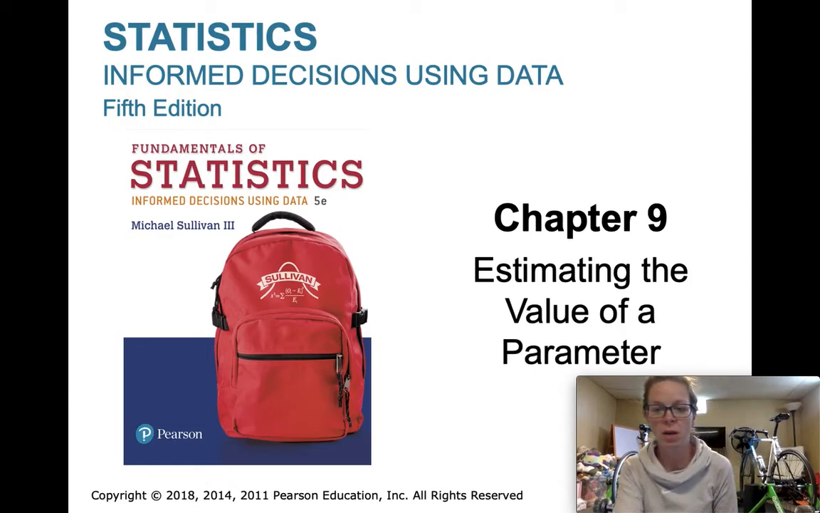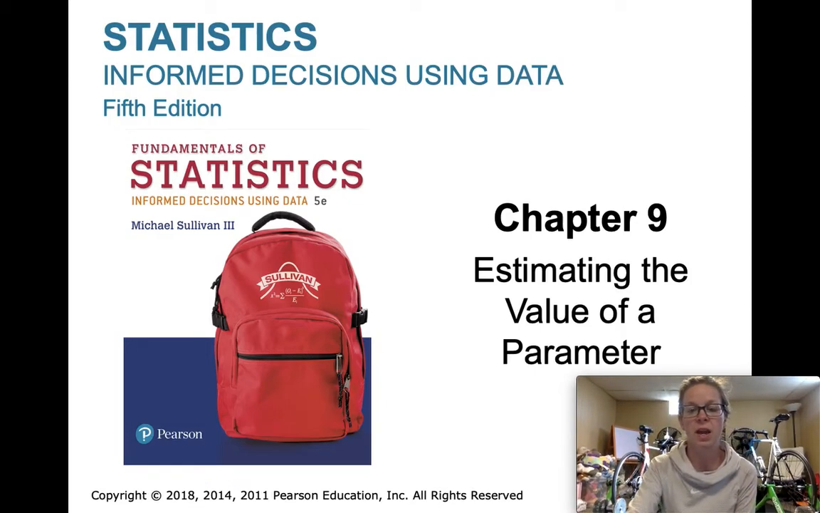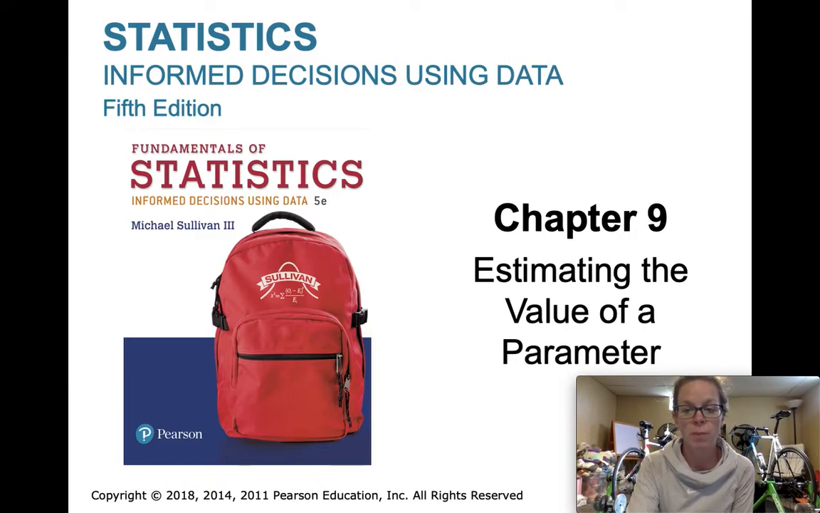We are moving on to chapter 9, and we're going to be looking at estimating the value of a parameter. So remember vocab from the beginning of the year. A parameter is a measurement taken on a population. So in this chapter, what we're going to be looking at doing is taking our sample and finding our statistic, our measurement that we can take on a sample, and then using that to estimate what it would be on the whole population if we would have been able to actually collect data from the whole population.